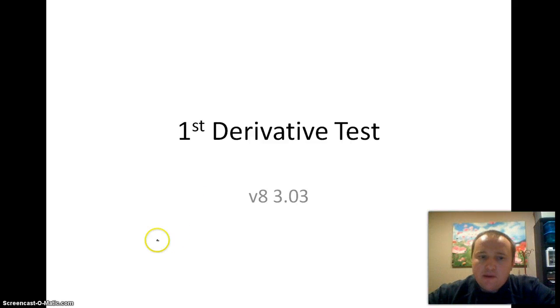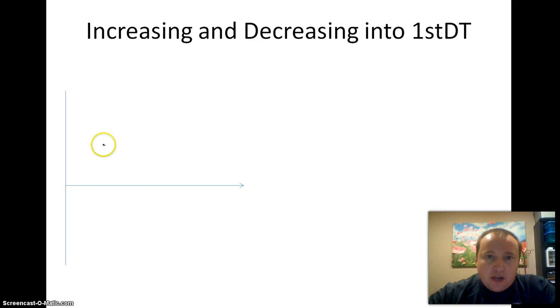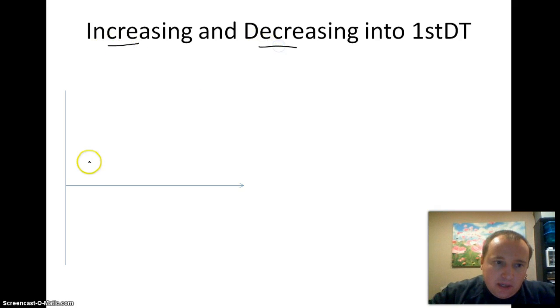Hey there, everybody. We're going to talk about the first derivative test and what it means and how we can use it. So first up, increasing and decreasing. So this is the first idea. So I'm going to give you a function.